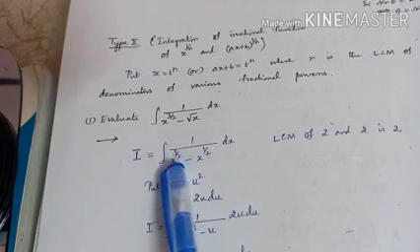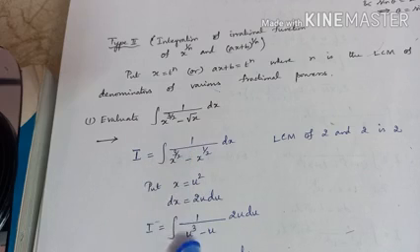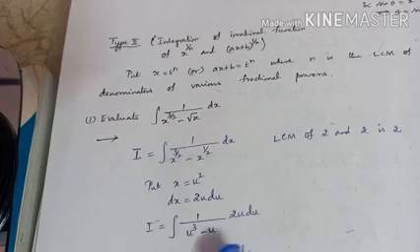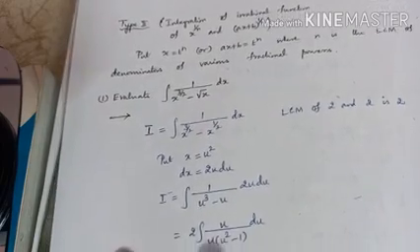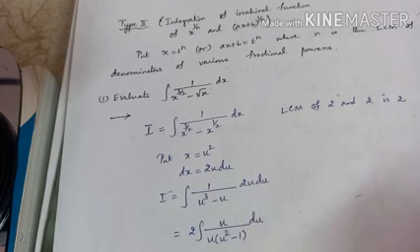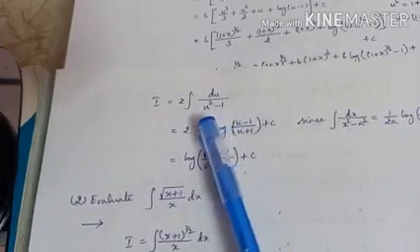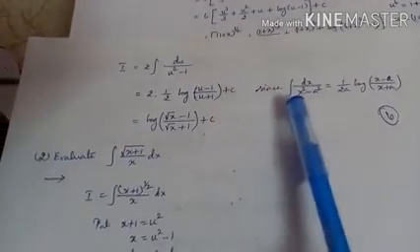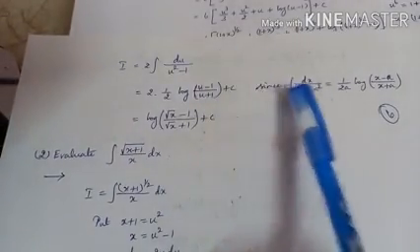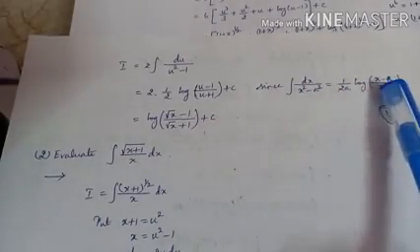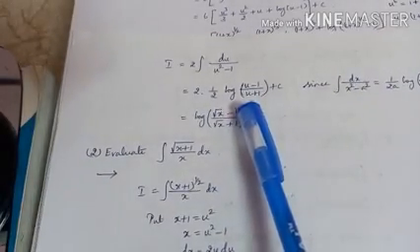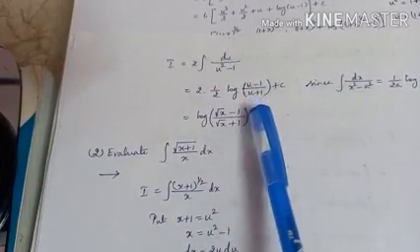Since x is u square, power 3 by 2 is u cube. Then u square whole power 1 by 2 is u. Taking u common, the numerator u and denominator u get cancelled. So it becomes 2 into integral du by u square minus 1. How can we find this? There is a direct formula, integral dx by x square minus a square, equal to 1 by 2a into log of x minus a by x plus a. So here you will get 1 by 2 into log of u minus 1 by u plus 1.